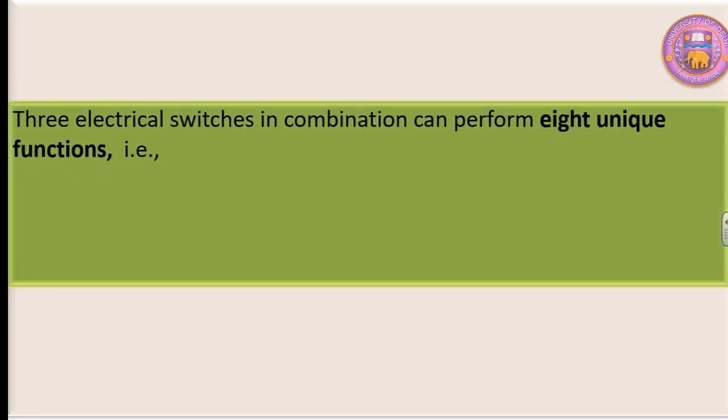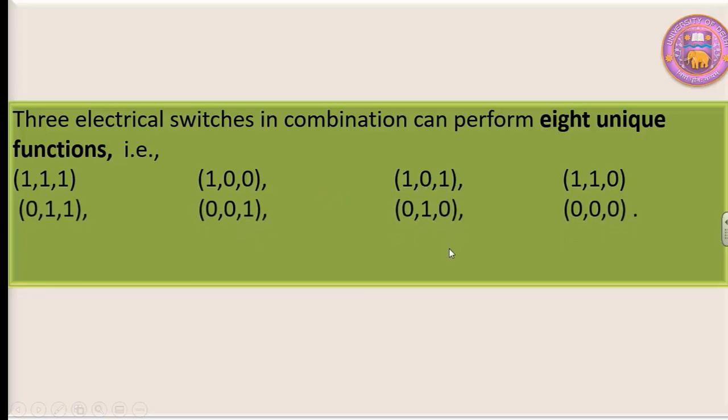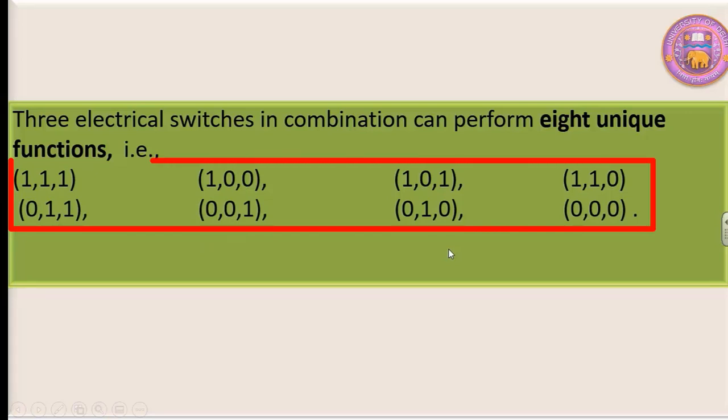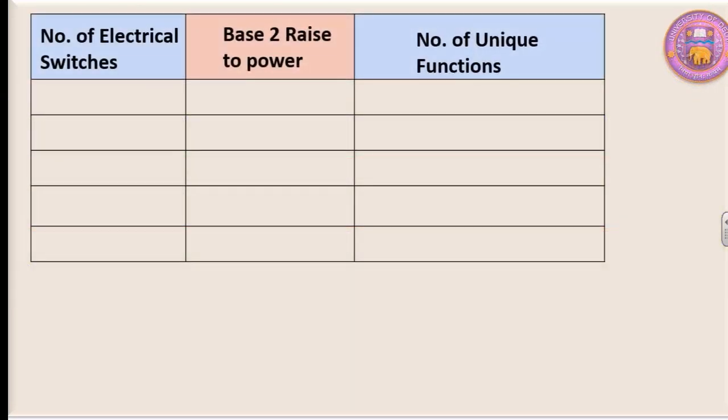Three electrical switches in combination can perform 8 unique functions. For example, all the three switches are on. First switch is on, second and third switch are off. First switch is on, second is off, third is on, and so on. In this case, we find that three electrical switches in combination can have 8 unique functions. We can put it like this: 2 raised to power 3, that is equivalent to 8.